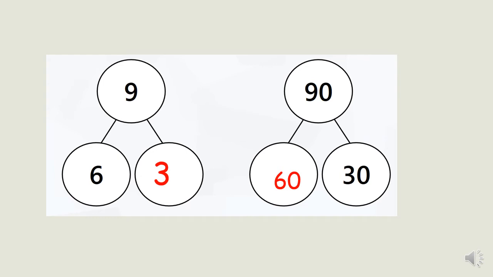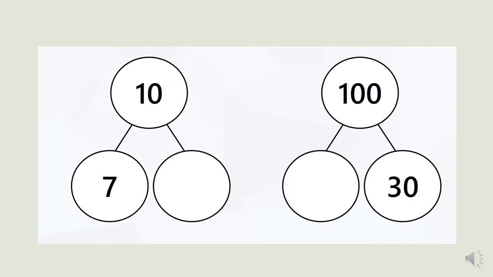So these are what we call related facts. If we know that 6 add 3 equals 9, then we know that 60 add 30 equals 90. We could also think, do we know what 600 add 300 is? What would that be? So that's another related fact. It would be 900, wouldn't it? Let's look at one more.